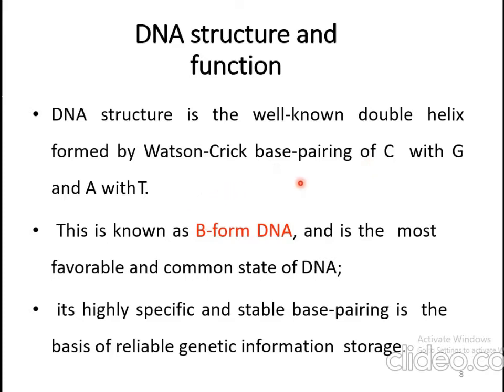When we see the Watson-Crick double helical structure of DNA, it consists of cytosine pairing with guanine and adenine pairing with thymine. This is known as B-form DNA. This structure is known as B-form DNA and is the most favorable and common state of DNA. DNA is present in this double helical structure state in which C base pairs with the G and A with T, and this is the most stable and most favorable form of DNA.